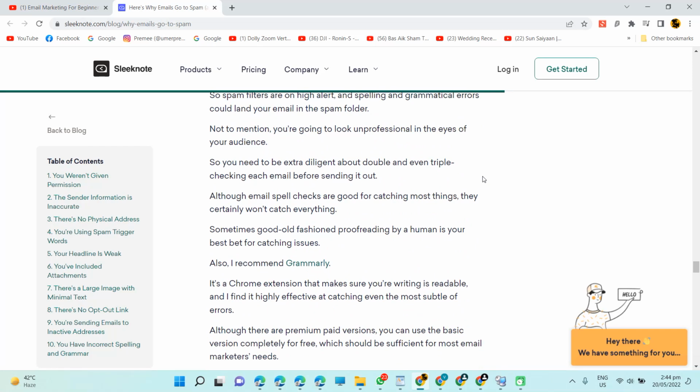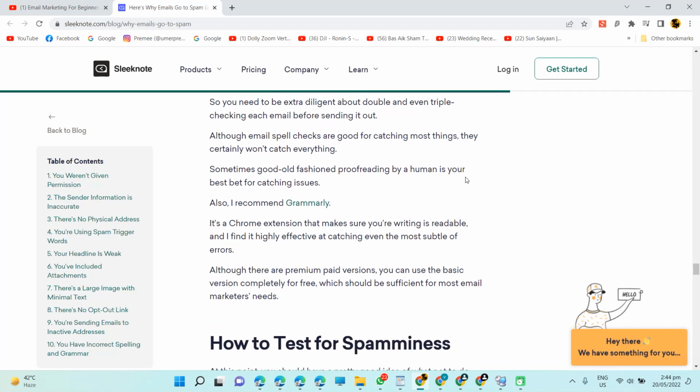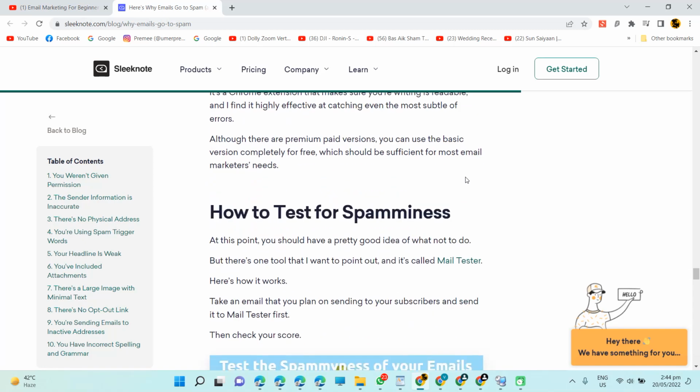Sometimes good old-fashioned proofreading by a human is your best bet for catching issues. Grammarly is a Chrome extension that makes your writing readable and is a highly effective tool. Although there is a premium paid version, you can use the basic version completely for free, and it should be sufficient for the job.